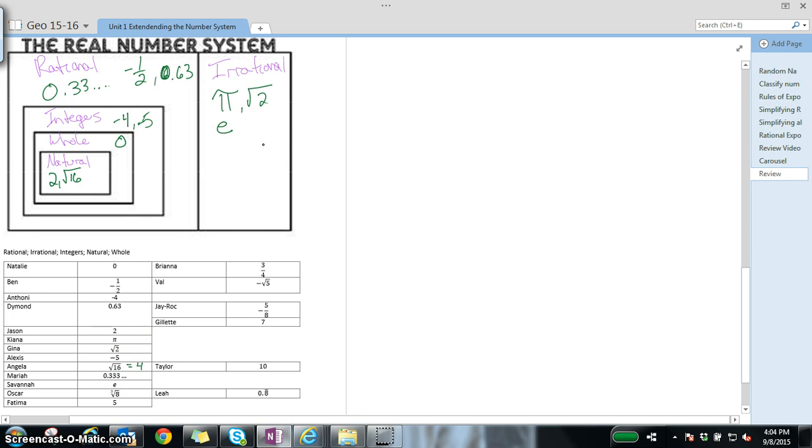One of our famous irrational numbers. Pi, E, square root of non-perfect squares. Cube root of 8, we're looking for 3 of something. That's what we're looking for. We have 3 of something with nothing left over. So the cube root of 8 is 2. So again, I kind of tricked you, a natural number. Because it's just 2. 5, natural number.